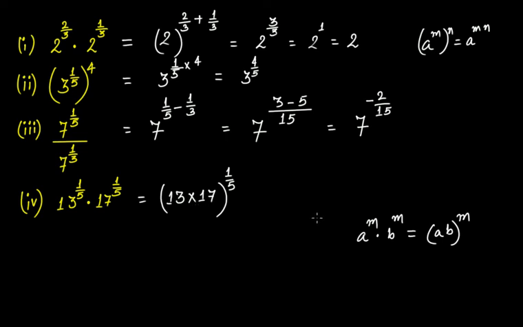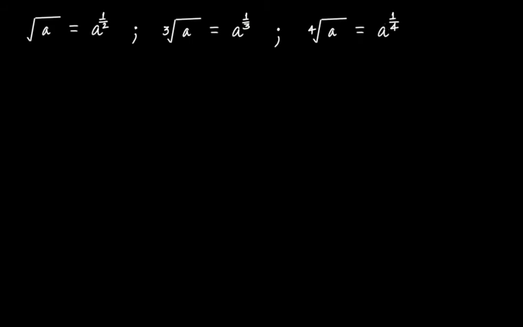So the laws of exponents are true when the powers are either integers or rational numbers as well. Okay, next important thing. When we talk in the language of exponents, the square root of a means a raised to the power of 1 by 2. Cube root of a means a raised to the power of 1 by 3. The fourth root of a means it is a raised to the power of 1 by 4.